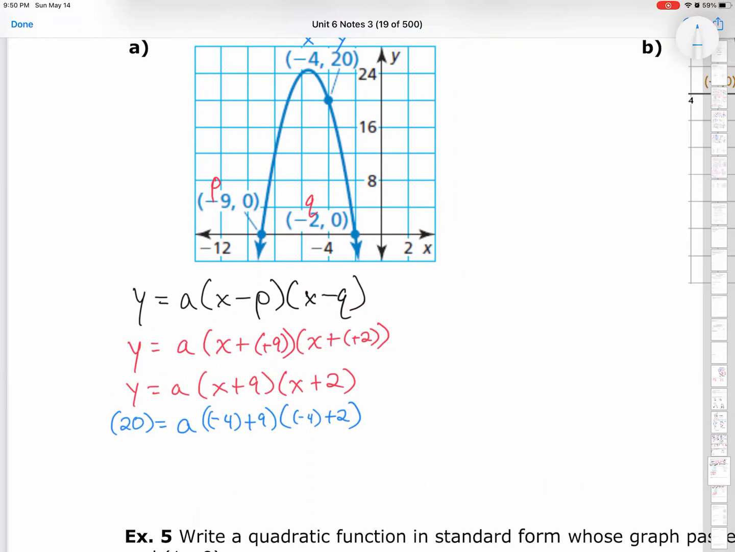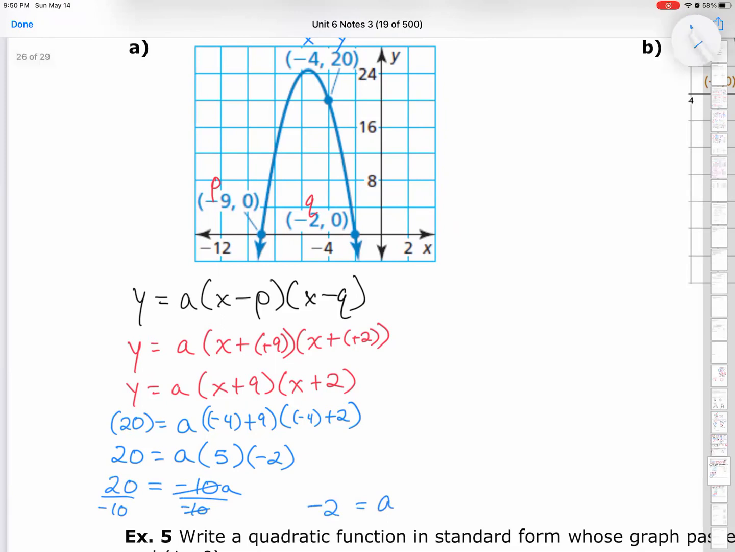And so now we can go ahead and clean these up even further. So we end up with 20 equals a times -4 plus 9 is 5, and -4 plus 2 is -2. Next, we can go ahead and multiply those values together. So we get 20 equals -10a. And then to solve for a, we're just going to divide this -10 over. So looks like a comes out to be equal to -2.